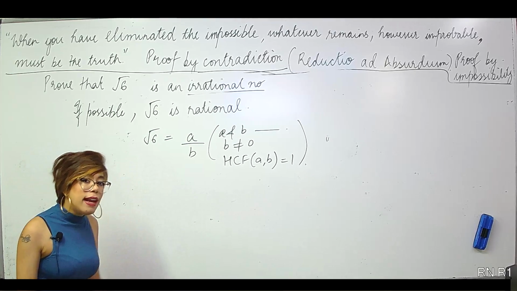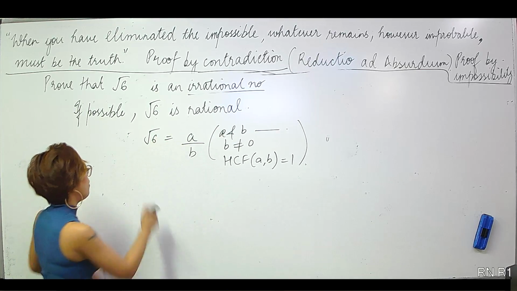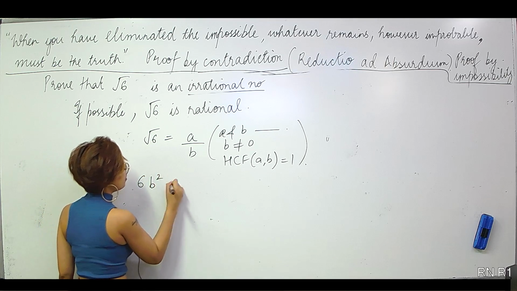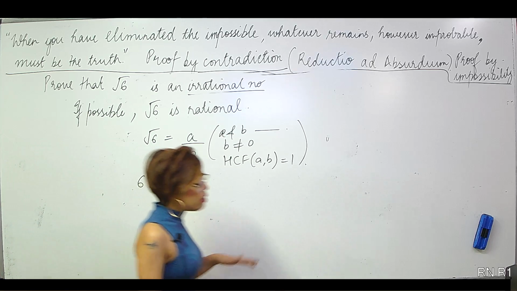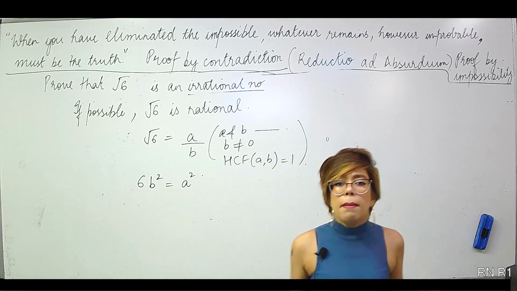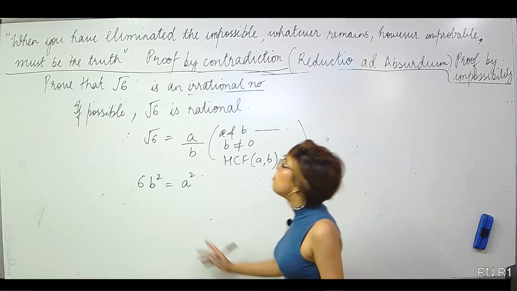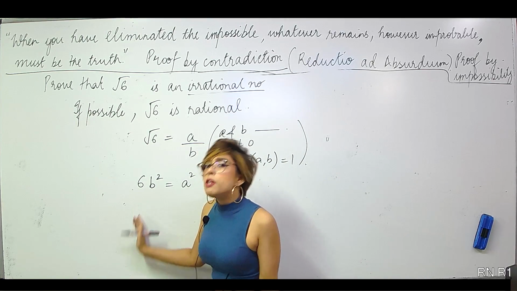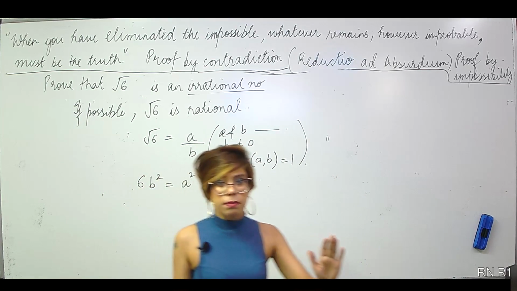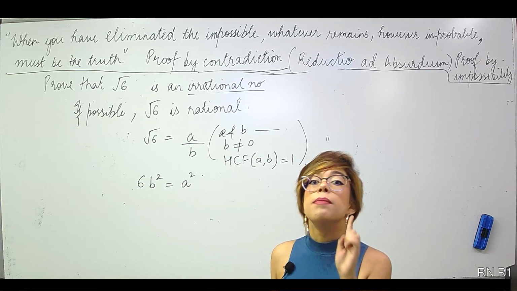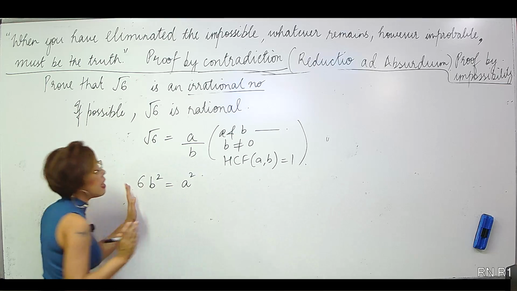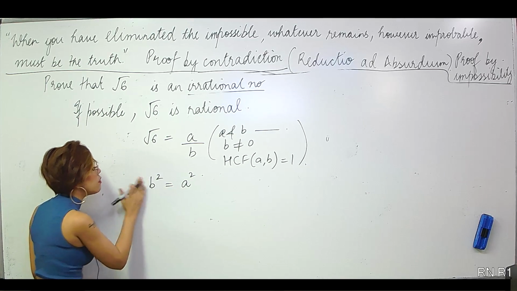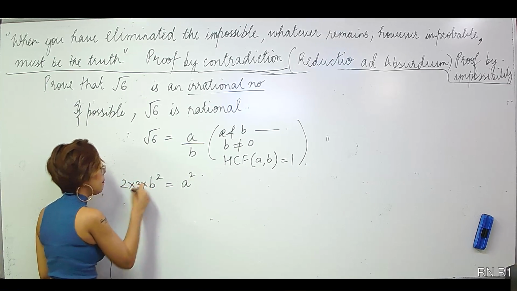Obviously, not a big fan of radical signs. Square it up, cross multiply, I'll get 6B square is equal to A square. Right? Mind it. Now you'll say, ma'am, 6 divides A square. Mind it, we always talk about the prime factorization, right? Because of the fundamental theorem of arithmetic, that involves prime factorization. So instead of talking about 6 itself, I will talk about the prime factors, which are 2 and 3.